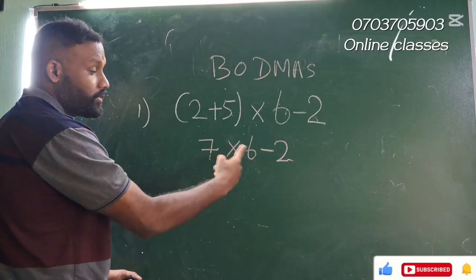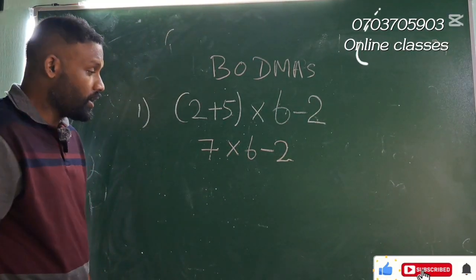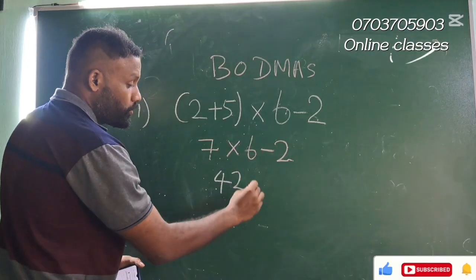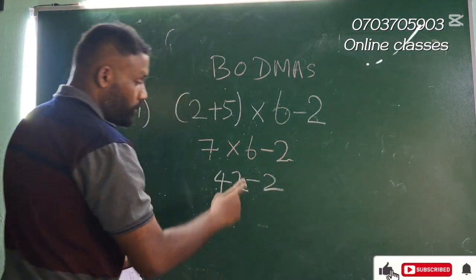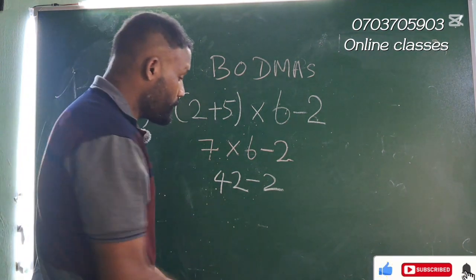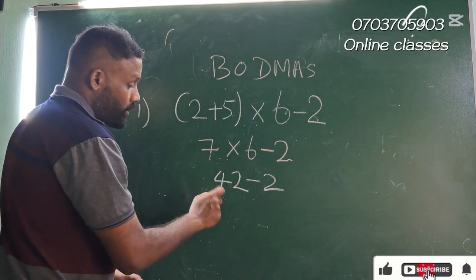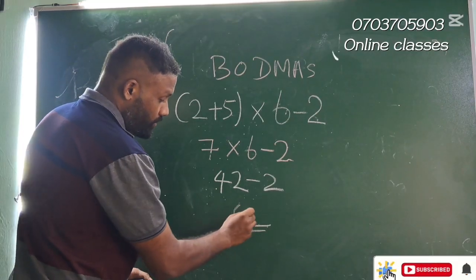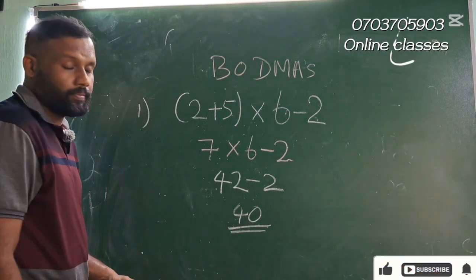7 times 6 is 42. 42 minus 2. Then we can perform the subtraction. 42 minus 2 means 40. This is the final answer.